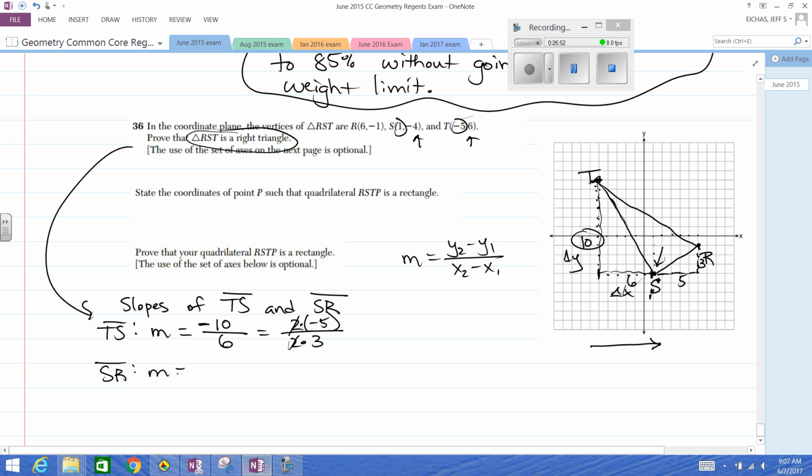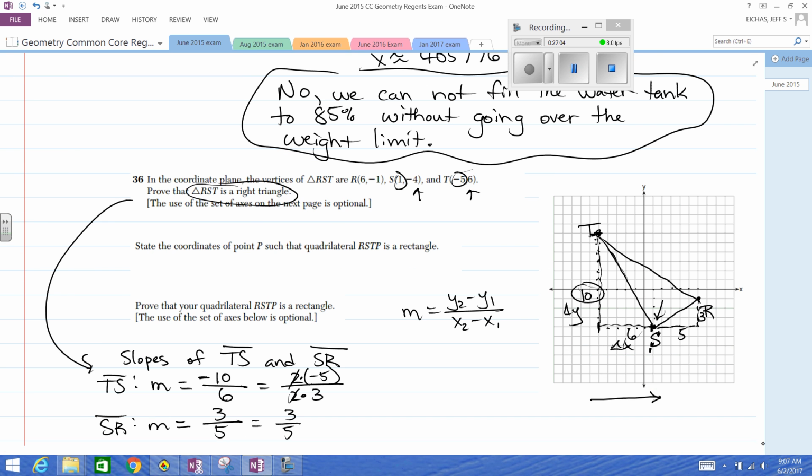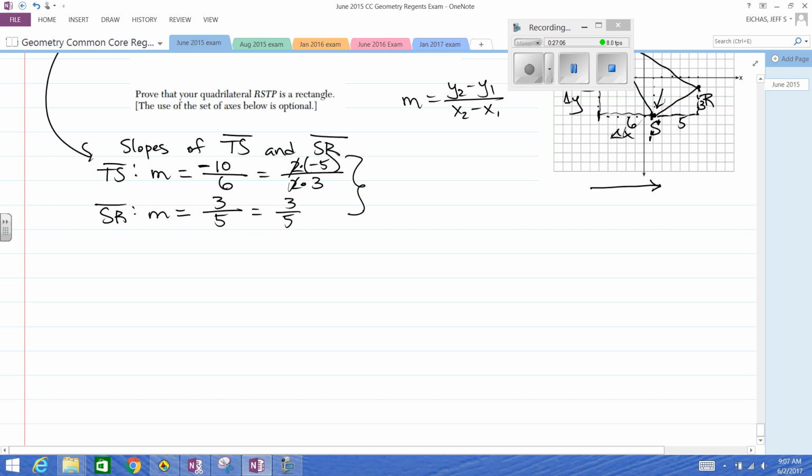Now SR's slope, that is going to have a change in y of 3, so a rise of 3, a run of 5. Yeah, so it's just 3/5. Okay, so let's talk about why that makes a triangle a right triangle. What we have is we have adjacent sides have slopes that are negative reciprocals. So I'm going to make a statement. TS is perpendicular to SR, and I'm going to justify it because their slopes are negative reciprocals.